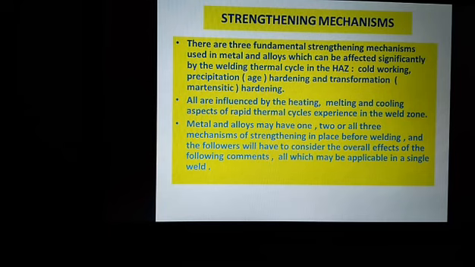Metals and alloys may have one, two, or three mechanisms of strengthening in place before welding, and the welder will have to consider the overall effect of the following comments, all of which may be applicable in a single weld.